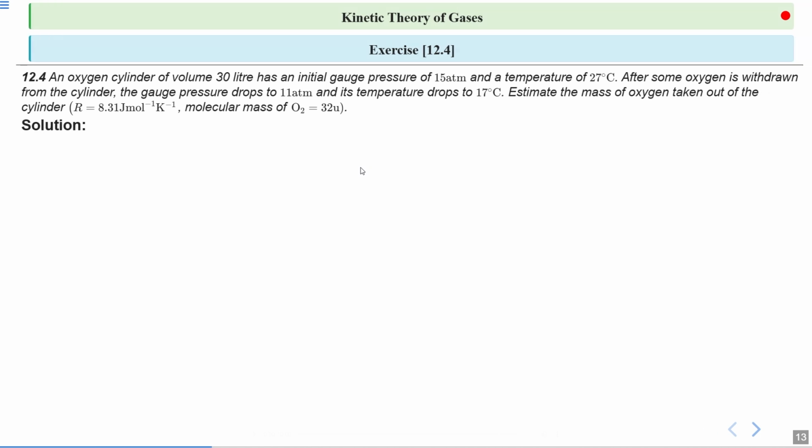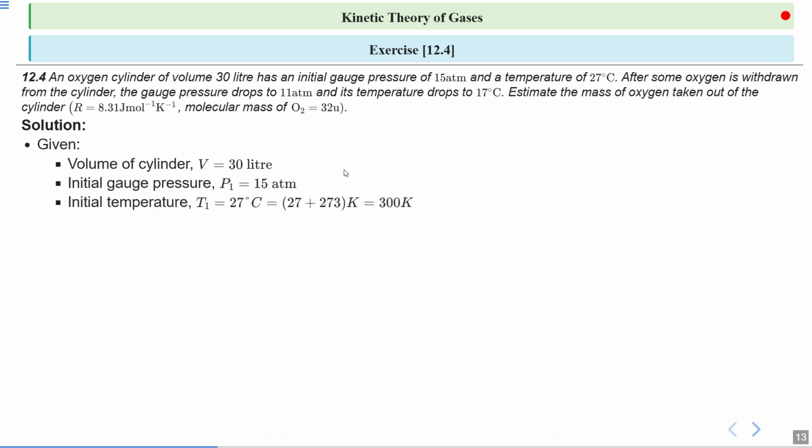Let's see the solution. We will start by listing the given information. First, we have the volume of the cylinder, which is 30 liters. Initial gauge pressure P1 equal to 15 atm. Initial temperature T1 equal to 27 degrees Celsius. Here we need to convert degrees Celsius to Kelvin by adding 273. So it will be 300 Kelvin.